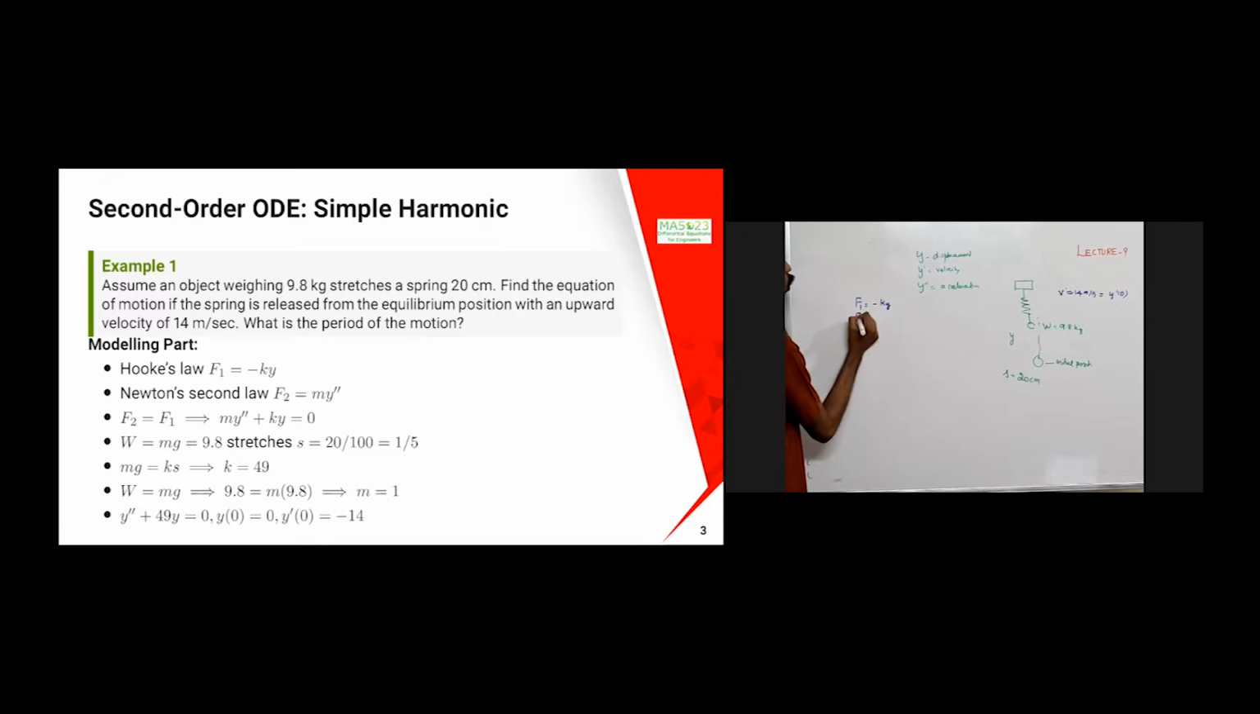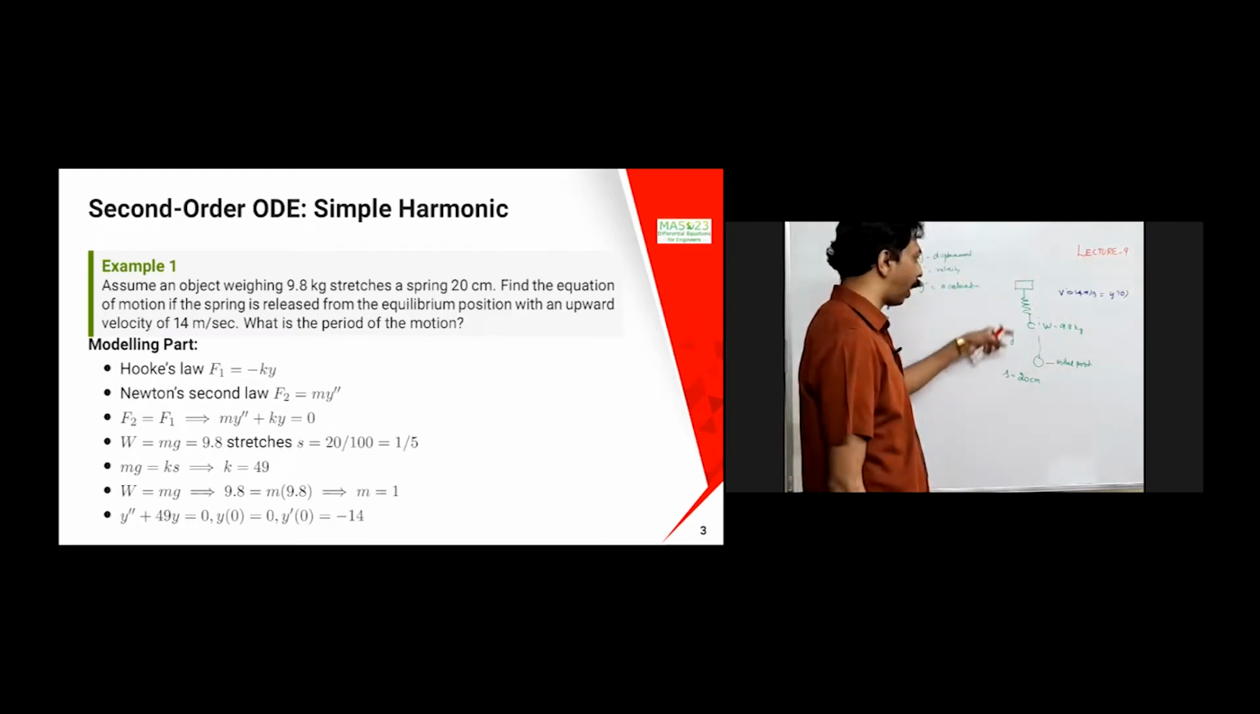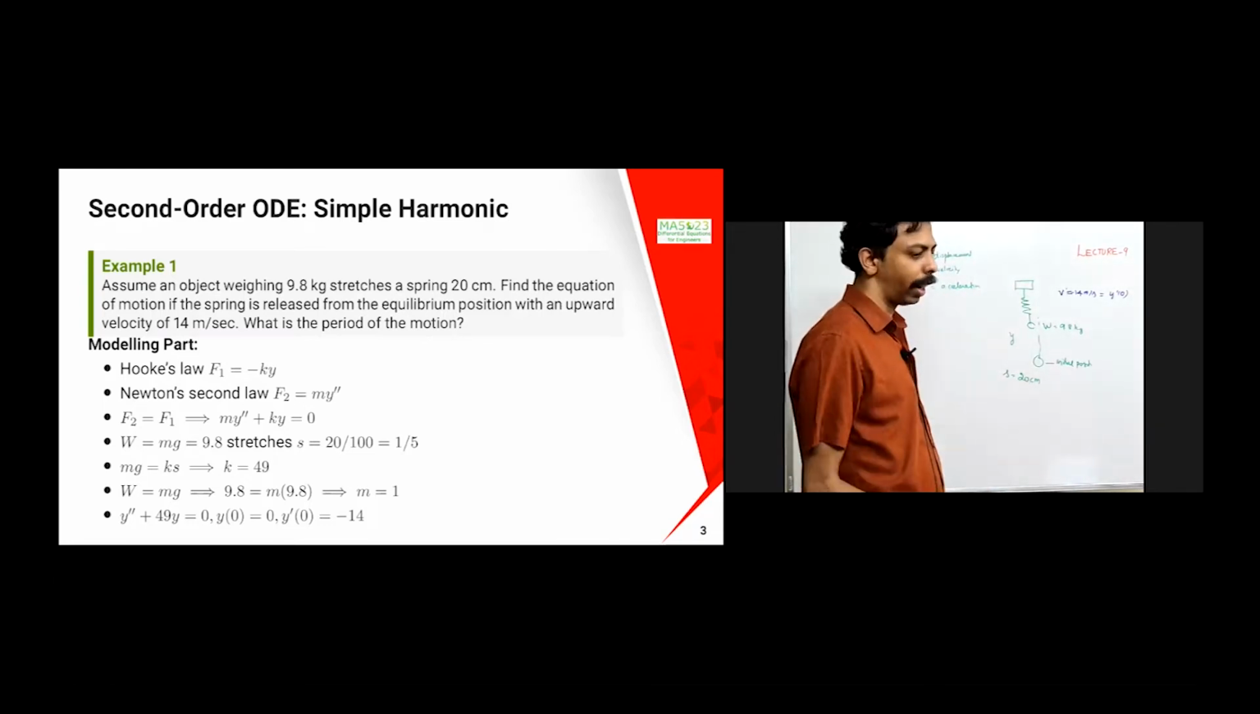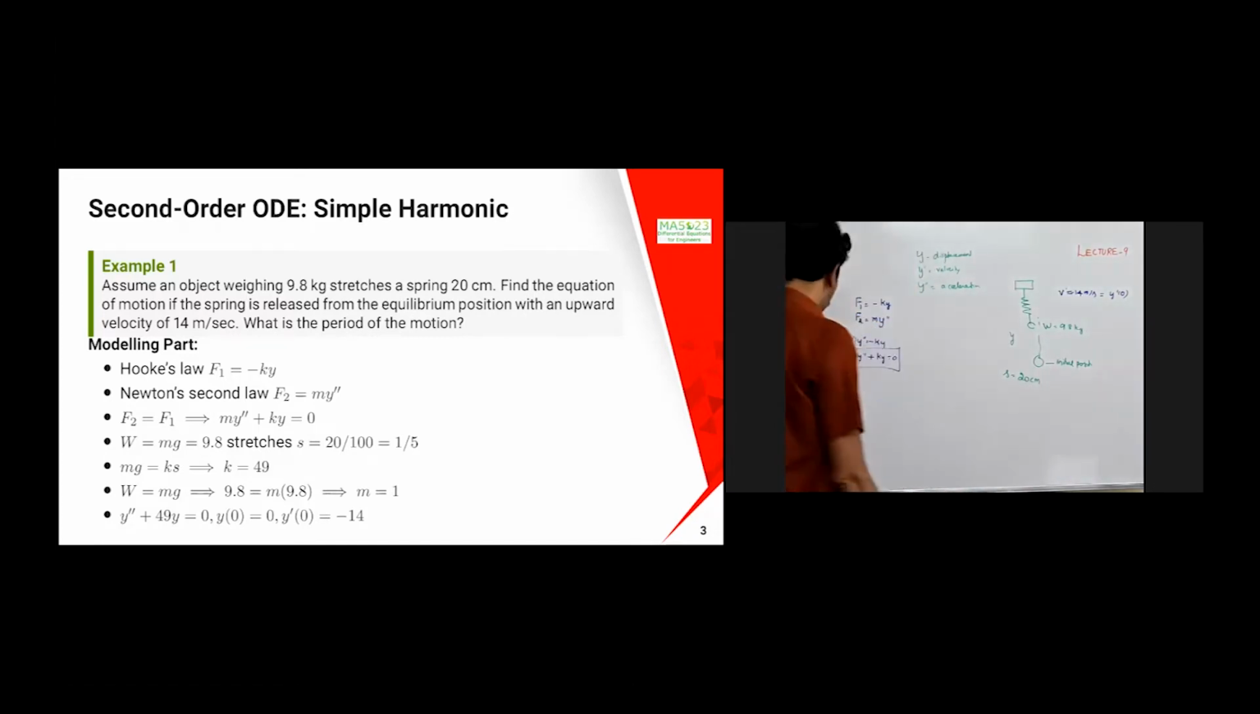Then I have F2. F2 is, due to Newton's law, mass into acceleration, and acceleration is y double dash, so m y double dash. Since F2 is equal to F1, I have m y double dash equal to minus ky. So I can write m y double dash plus ky equal to 0. This is going to be my equation of motion in this problem, because I'm ignoring the rest of the things. Of course, air resistance and so on will come into the picture, and we will model it later. At the moment, I'm assuming there is no friction and no air resistance.